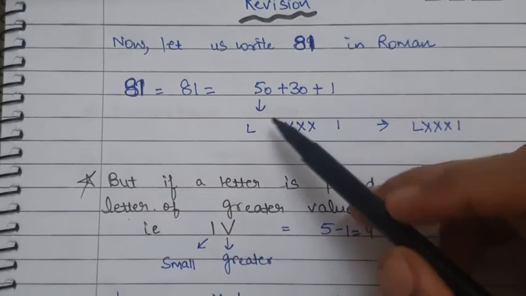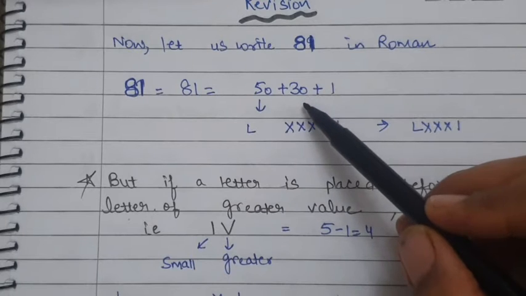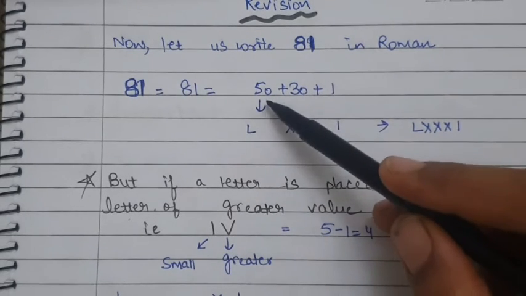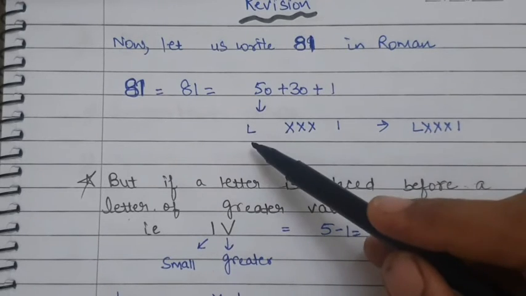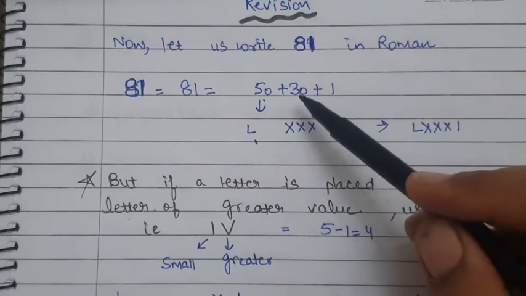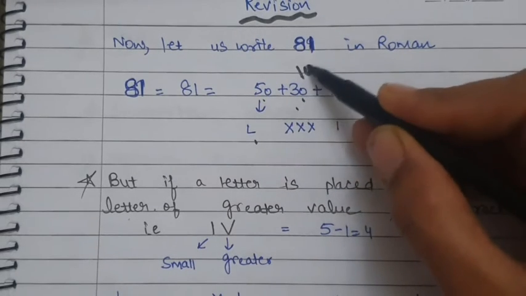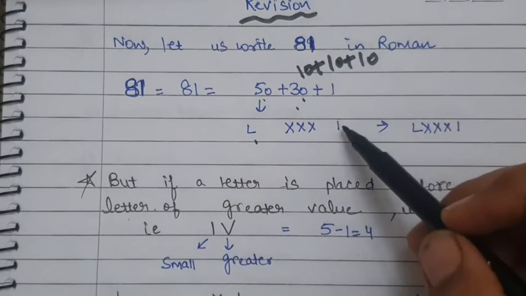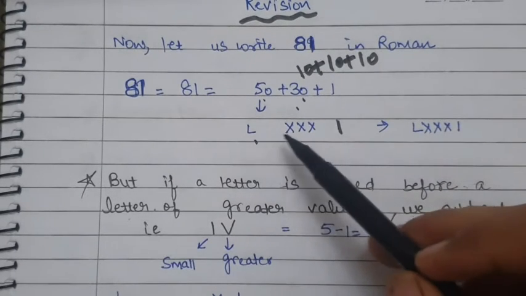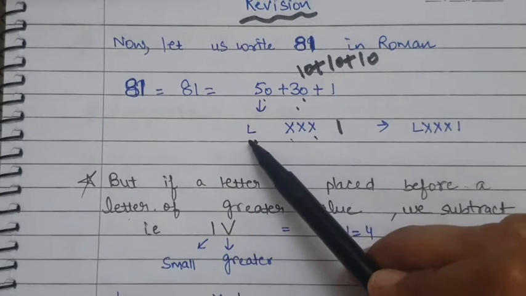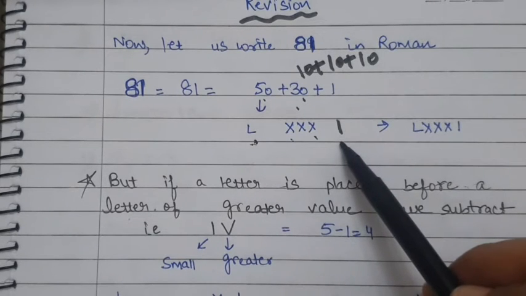Now let us write 81 in Roman. 81 can be written as 50 plus 30 plus 1. Why do we break it like this? Because 50 we know it is L. So 50 is L. 30 means 10 plus 10 plus 10, that is XXX. And this is I. So we get LXXXI. So it means if the first letter is greater, we add the values.